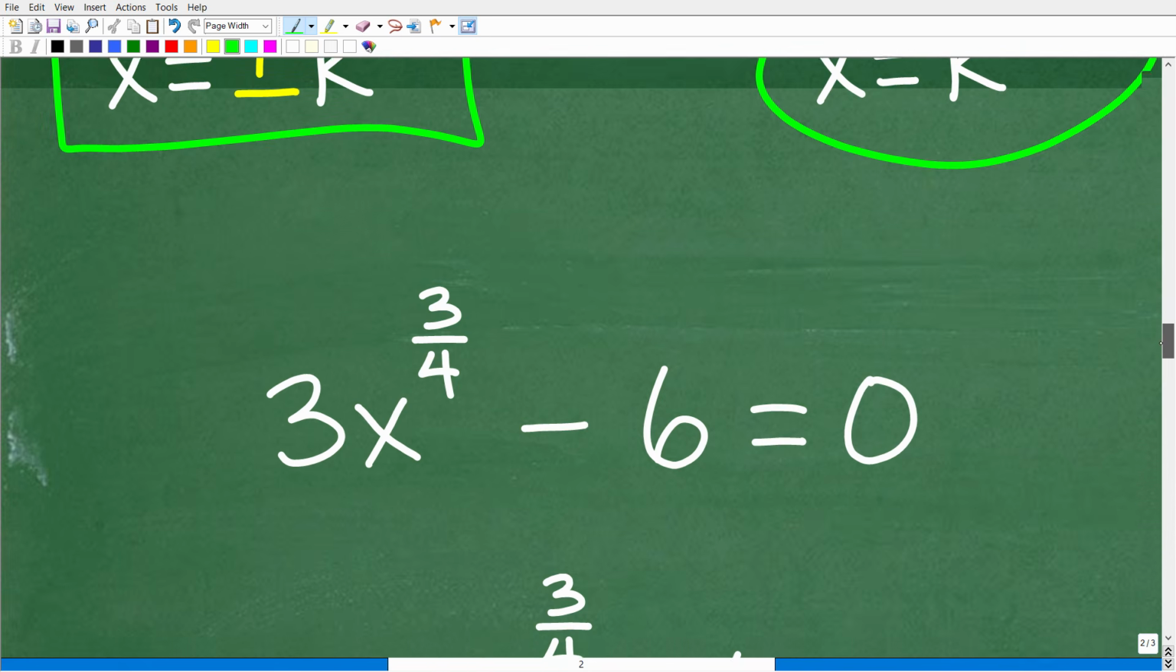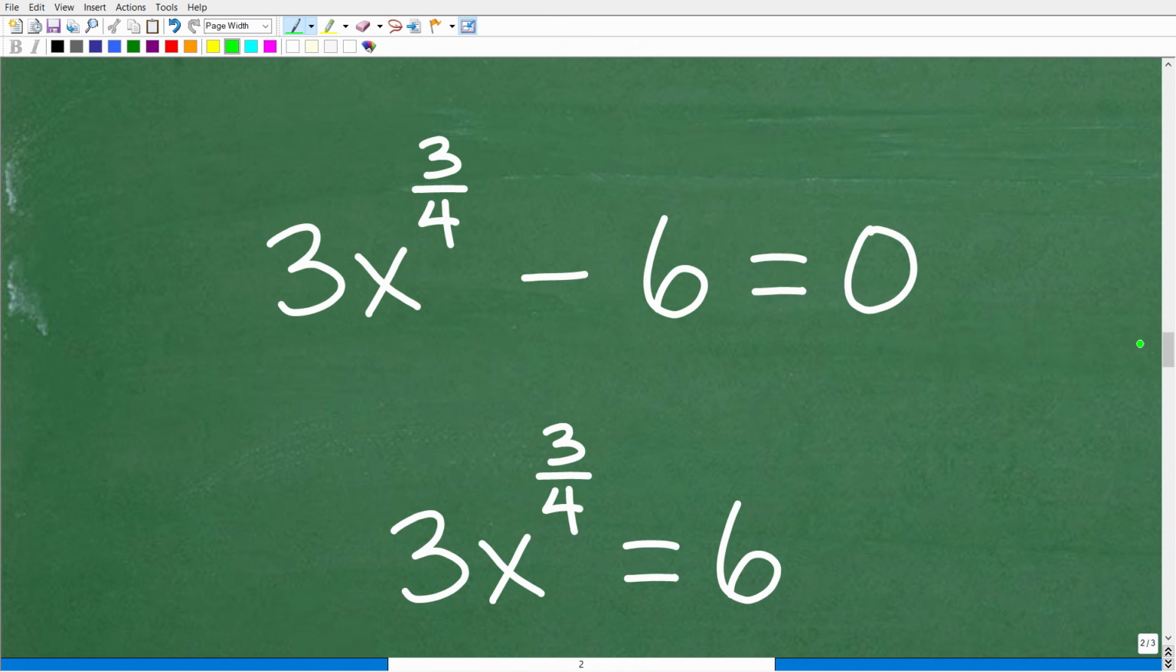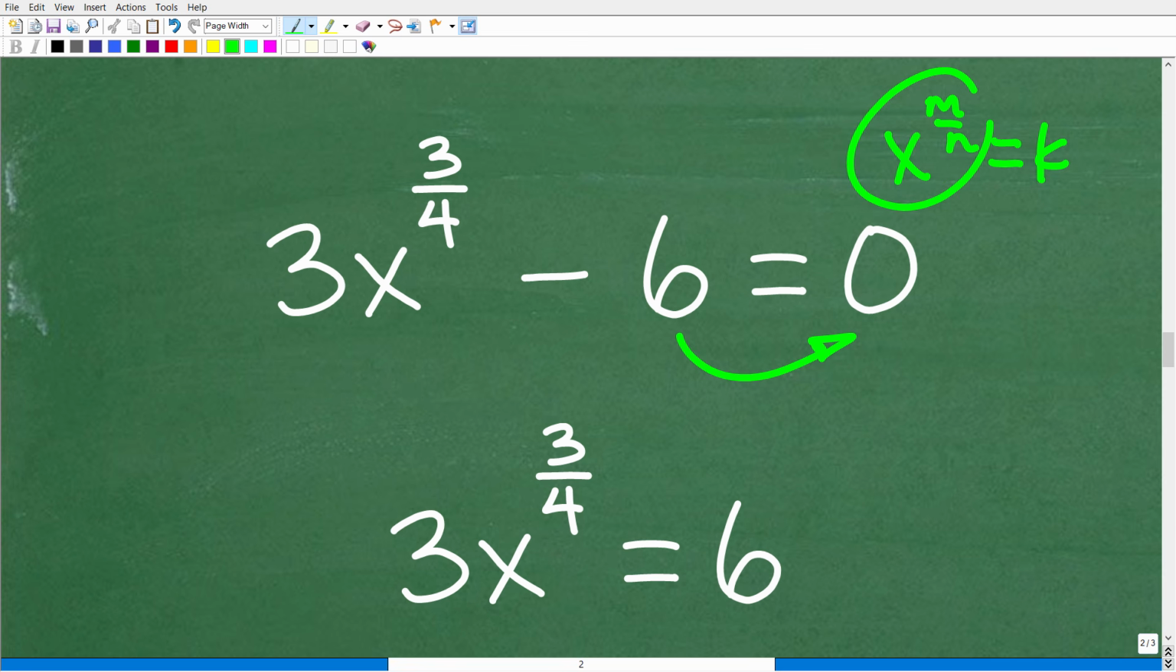And what do we have? All right, so here is the equation. So 3x to the 3/4 minus 6. So the first thing we want to do is move that 6 over to the other side. Again, we want to get x to the m over n is equal to k. We want to isolate the x to the rational exponent is equal to the number. So we're going to move that 6 over to the other side. We're just going to add 6 to both sides of the equation.